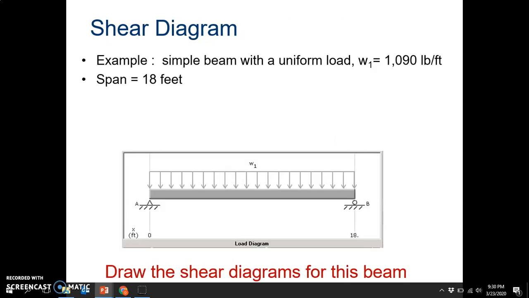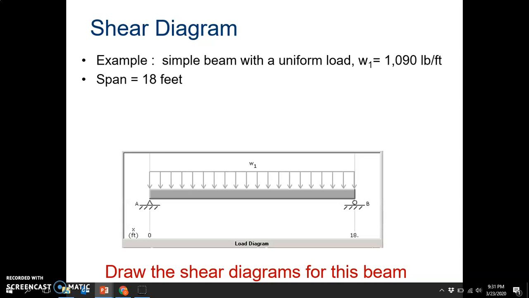Okay, let's go to an example. I always find that's the best way to explain a lot of these things. We have a simple beam with a uniform load of 1,090 pounds per foot, and the beam is 18 feet. And I will ask you, draw the shear diagram for this beam.